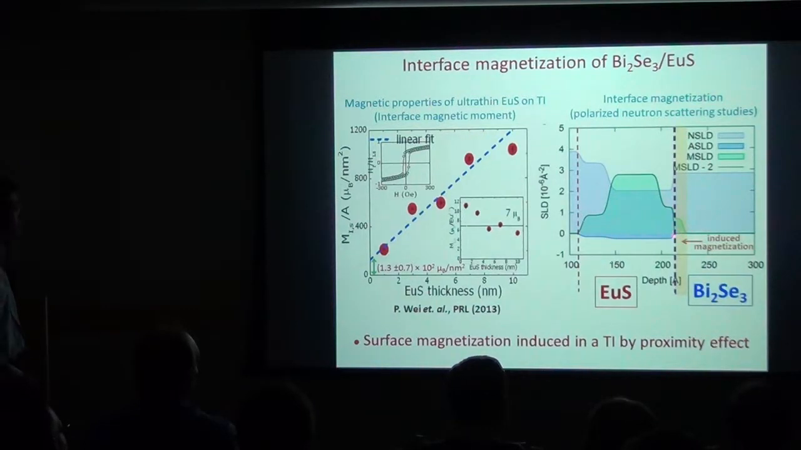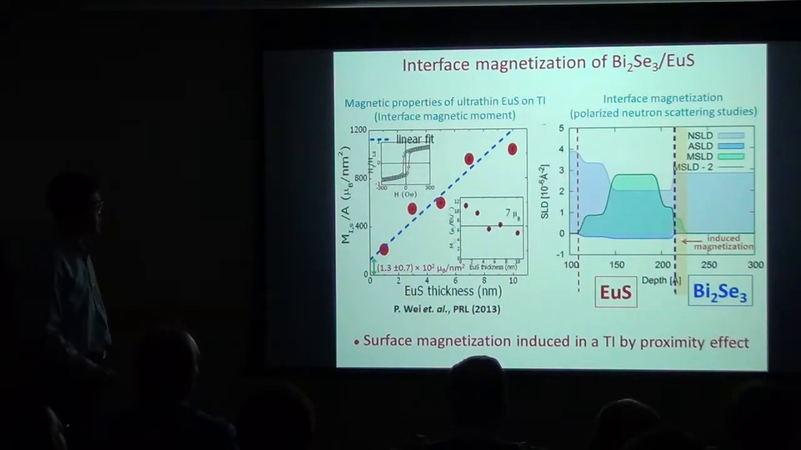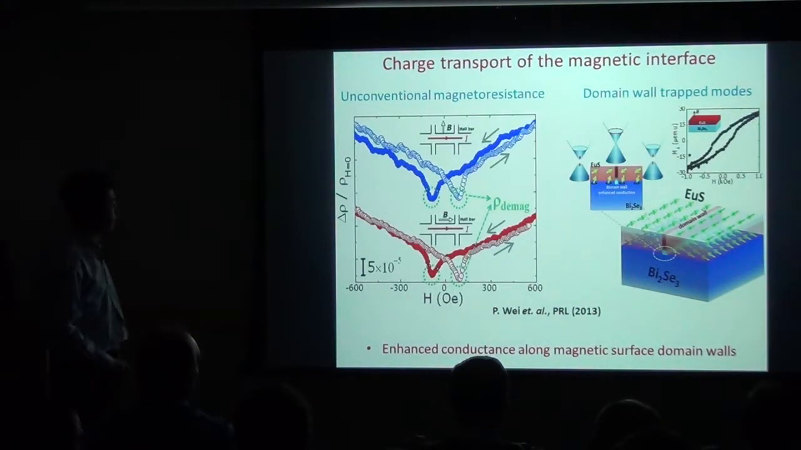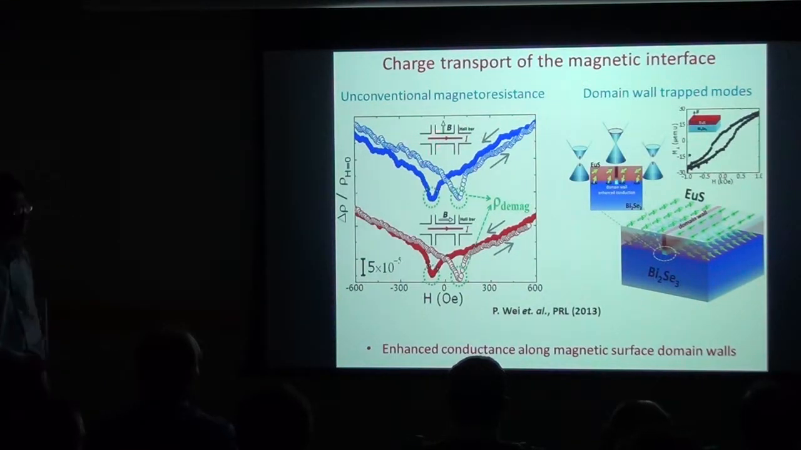That's another direct proof that there is an induced magnetization in bismuth selenide, which originally is non-magnetic. So how will this induced magnetic layer behave during transport? Then we actually study the transport behavior of this bilayer sample. We simply pass a current through the sample and measure the resistance.